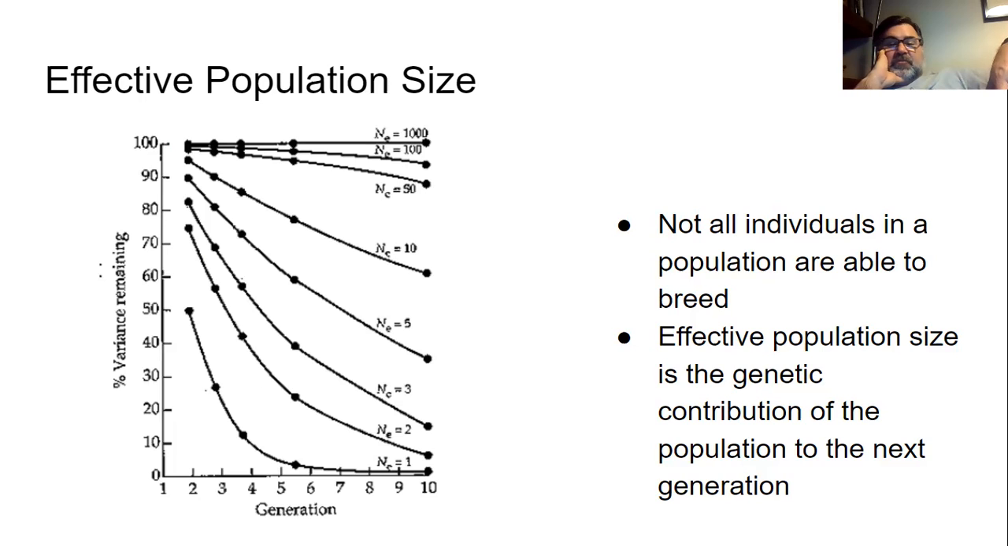So for example, California condors got to 20, so after 10 generations they're going to be somewhere in between, say, 65 to 90% of their genetic variation left, and probably closer to 60%.